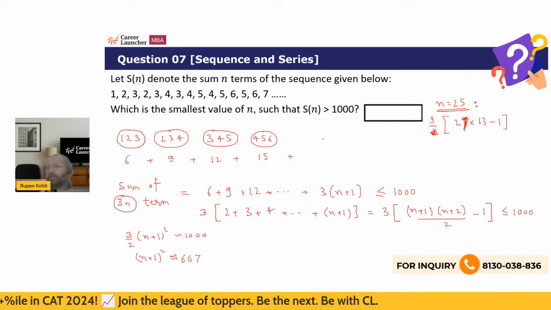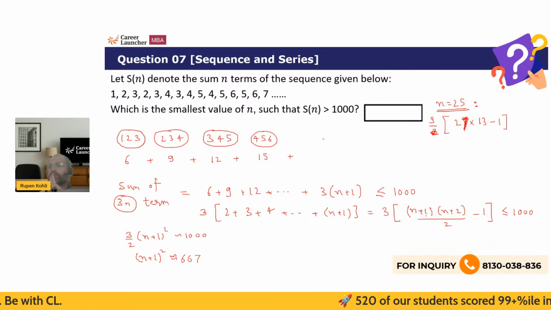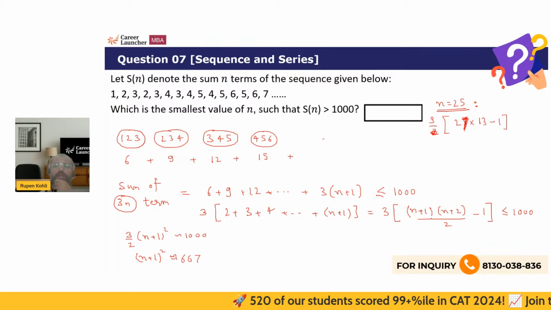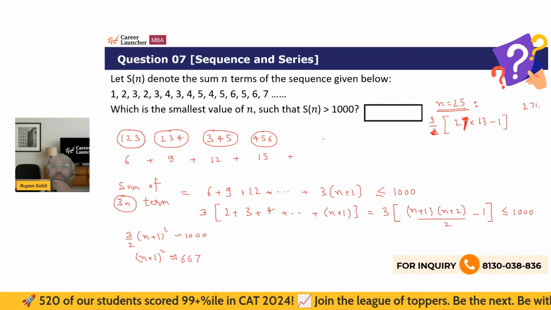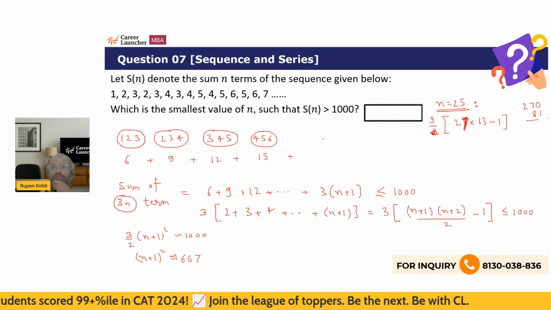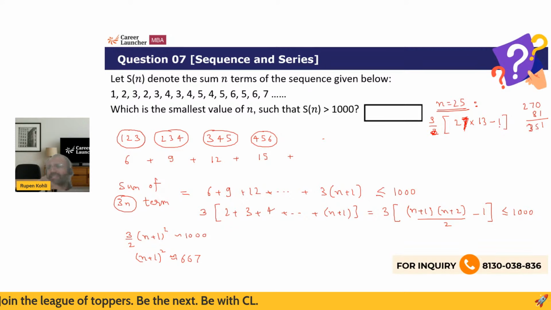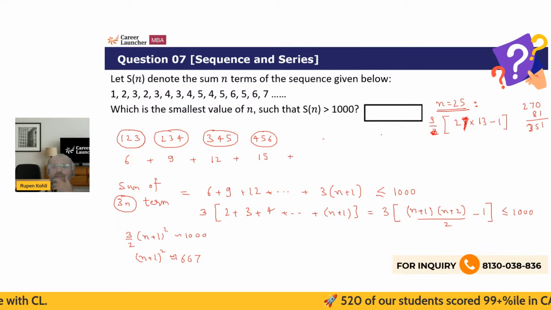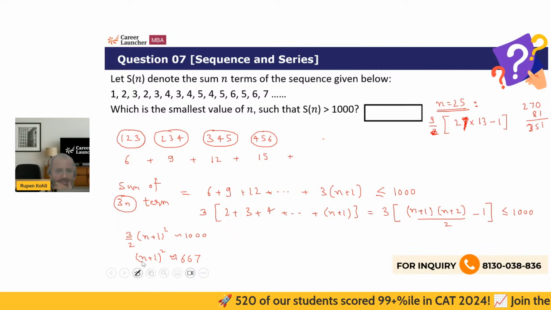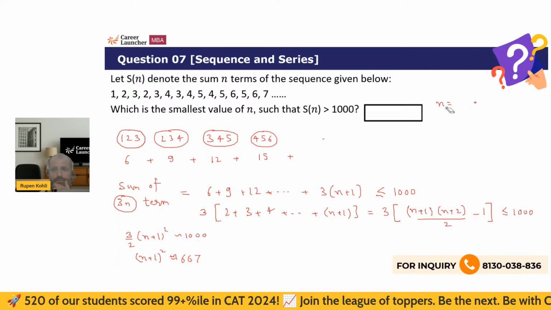What is 27 into 13? If I'm putting n equal to 25 here, then it is 26 into 27 by 2, or 13 into 27 minus 1. 27 into 13 is 270 and then 81, which is 351 minus 1. Oh, it's exceeding 1,000. It's 350 into 3, 1050. So I need to go for n equal to 24, I guess, right? So take n equal to 24, not 25.